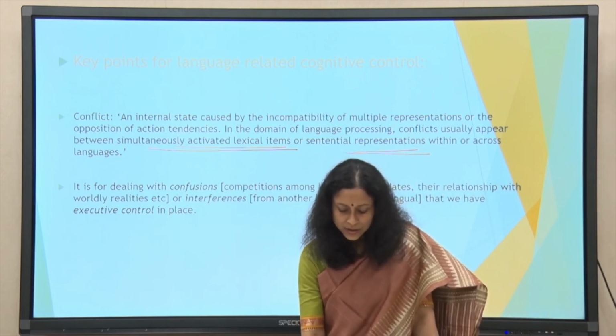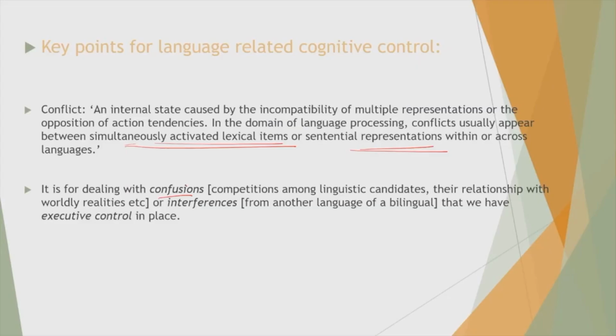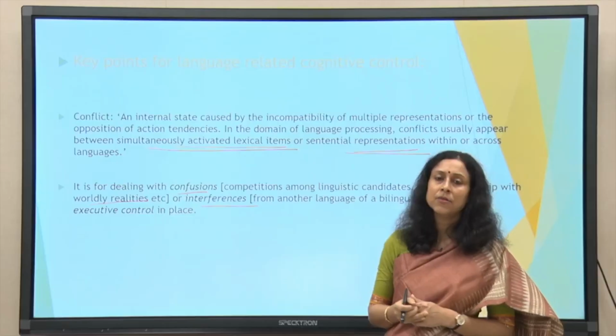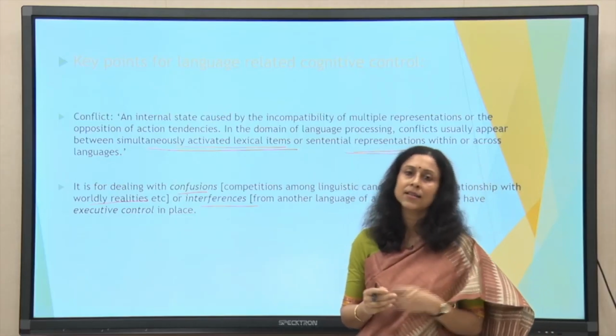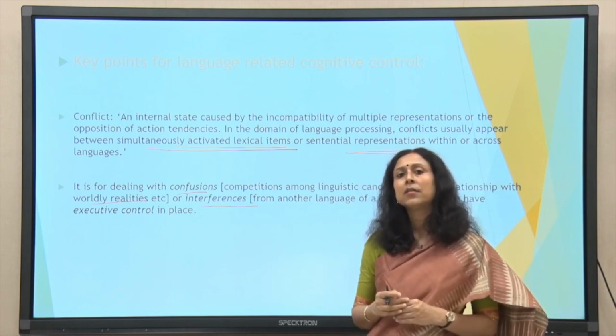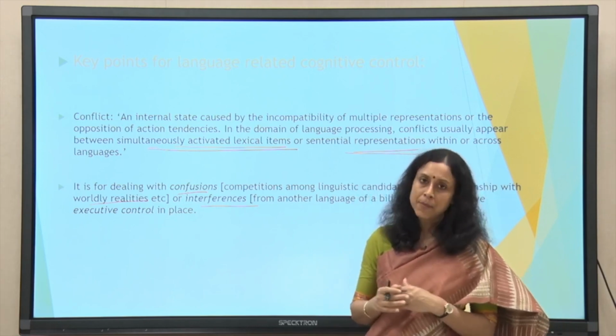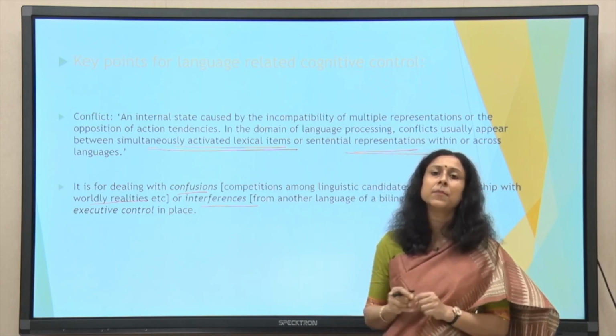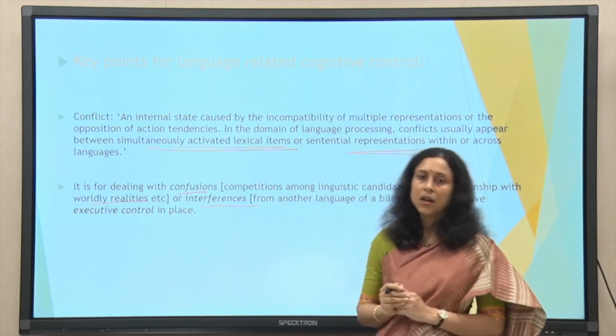It is for dealing with such confusions as competition among linguistic candidates, their relationship with worldly realities and so on, as well as interference in case of bilinguals more importantly. Of course, it also happens in monolinguals. So, you might have different word candidates, what we call synonyms. Synonyms are actually not an exact replica of each other, they are slightly different in meaning, but they are similar in meaning. So, for a monolingual, the conflict is choosing the right word among the synonyms for a particular purpose, for a particular goal, for a particular environment.